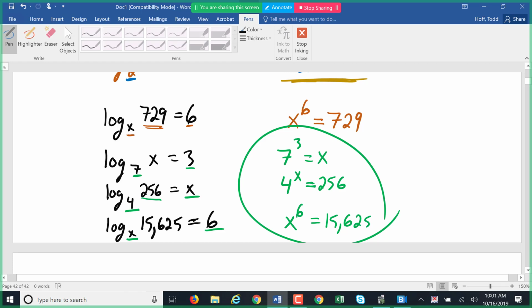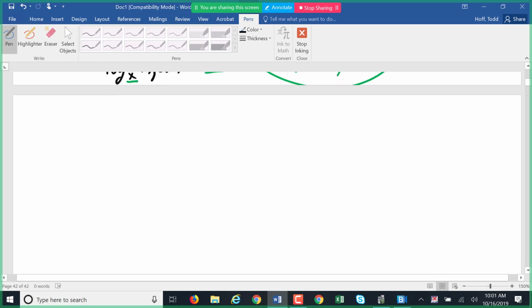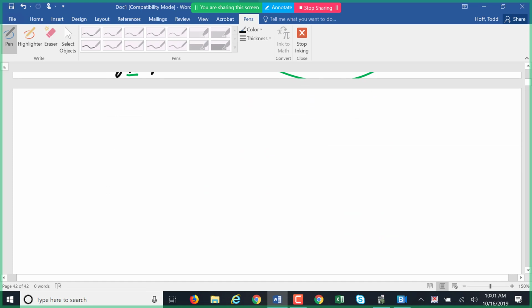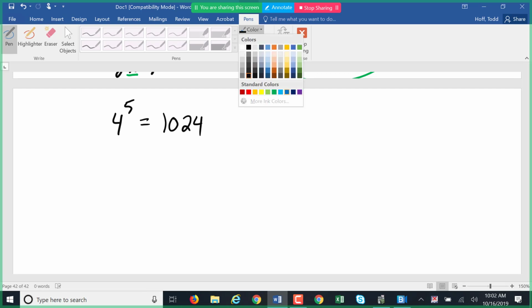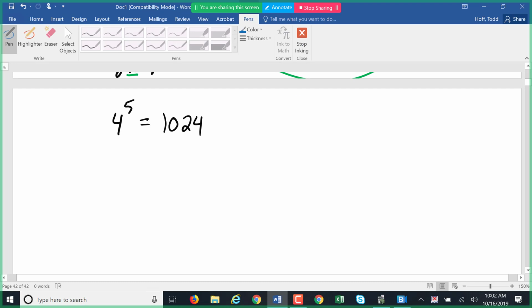If I give you the exponential, we need to be able to find the appropriate logarithmic form. So I might have 4 to the power of 5 equals 1,024. Well, the base of the log became the base of the exponential. The opposite is true as well. The base of the exponential is the base of the log. This is the log base 4.